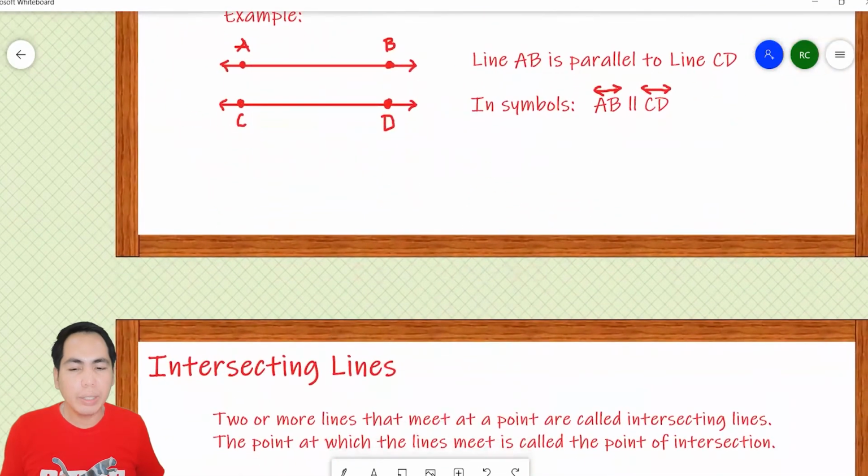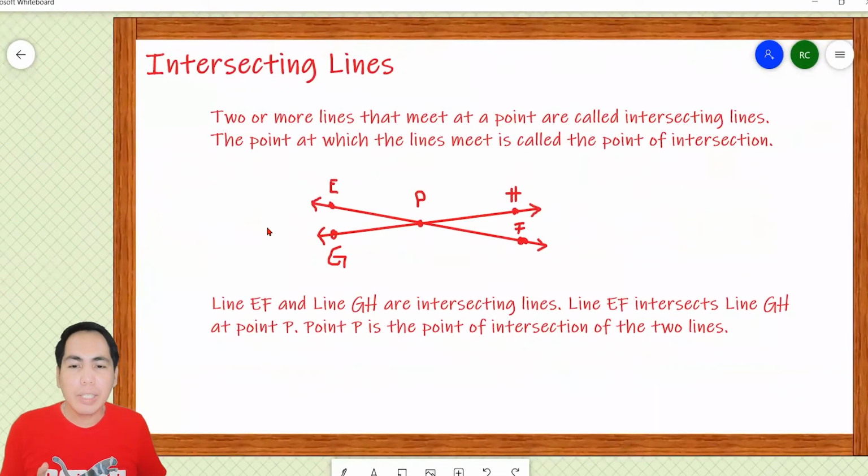Let's proceed to intersecting lines. Two or more lines that meet at a point are called intersecting lines. The point at which the lines meet is called the point of intersection. Line EF and line GH are intersecting lines. Line EF intersects line GH at point P. So these two lines meet or intersect at point P. This point P is the point of intersection of the lines EF and GH.